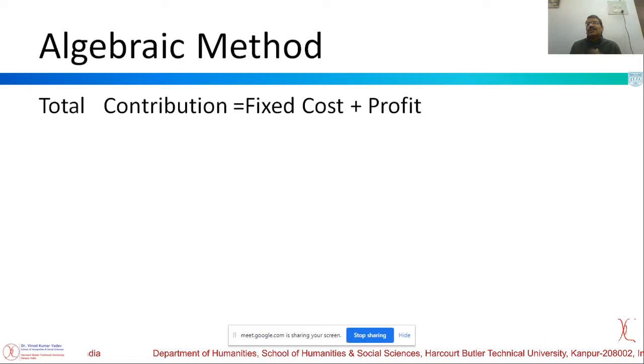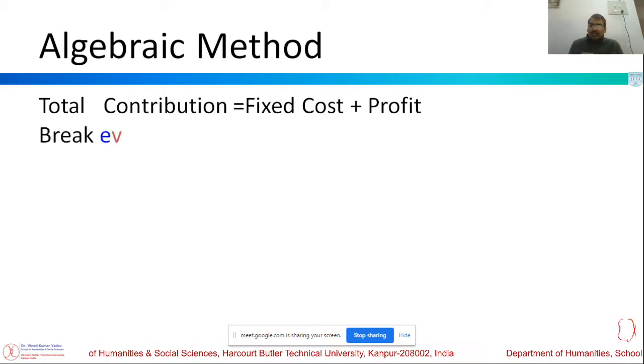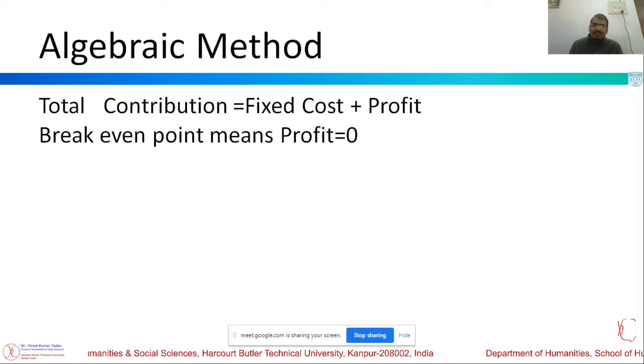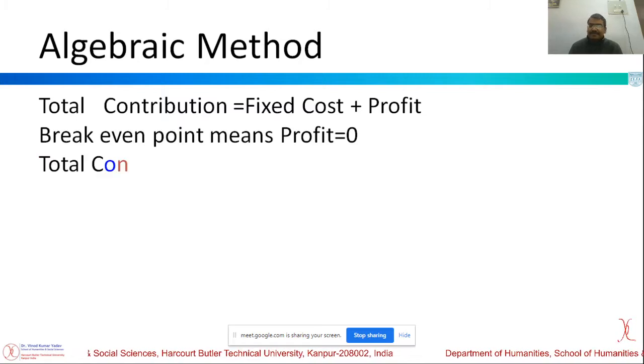Another way to understand it: fixed cost plus profit is equal to selling price minus variable cost. So when you subtract the variable cost from the selling price, you get fixed cost plus profit. So your profit is added, right? Break even point means profit is 0. So you put profit 0 in this.